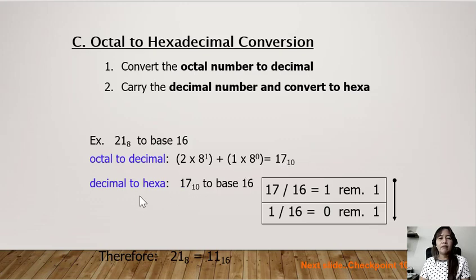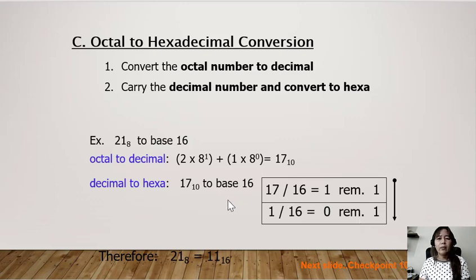And then to continue, convert this decimal number into its equivalent hexadecimal, which is done by dividing 17 by 16. We set aside the whole number and continue with the remainder. The whole number is 1 remainder 1, so the whole number will be continuously divided by 16. You get 0 remainder 1, and we read it from the top to bottom, so that will be 11. In other words, your 21 in octal is equivalent to 11 in hexadecimal.